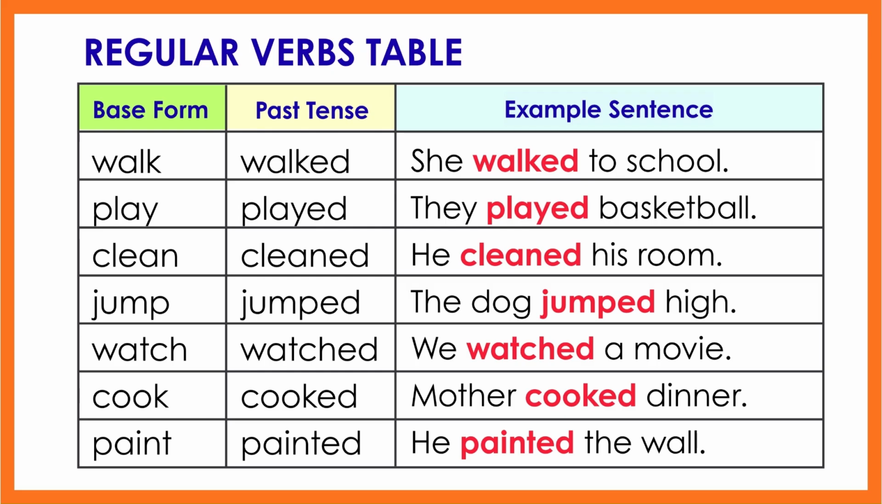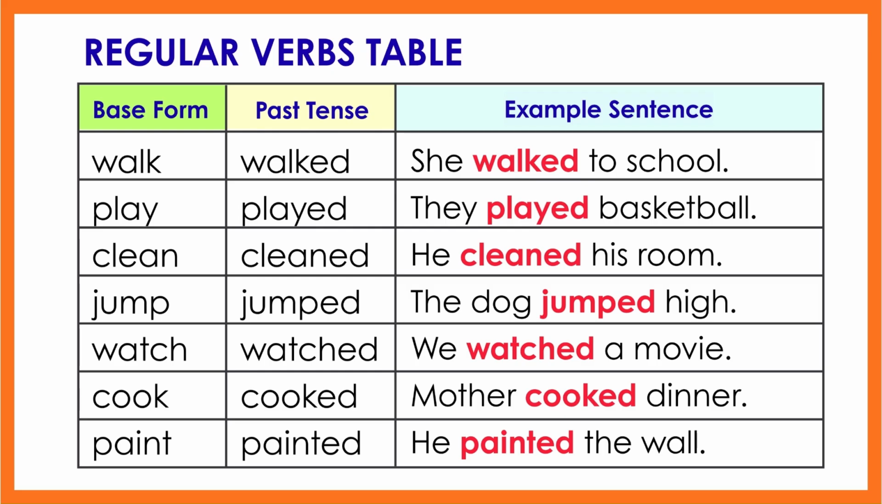The base form is jump, and the past tense is jumped. Example sentence, the dog jumped high. The base form is watch, and the past tense is watched. Example sentence, we watched a movie. The base form is cook, and the past tense is cooked. Example sentence, mother cooked dinner.